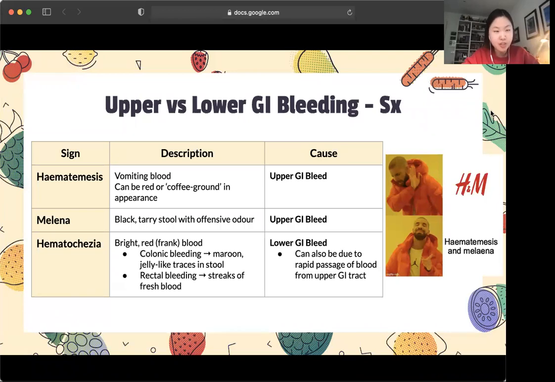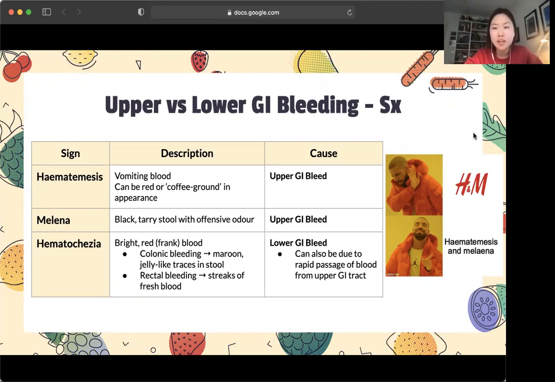I think we just wanted to go through hematemesis, melena, and hematochezia. So hematemesis and melena are your upper GI bleed signs. Hematemesis is vomiting blood, and it can either be red or coffee ground. I think coffee ground is usually in MCQs.